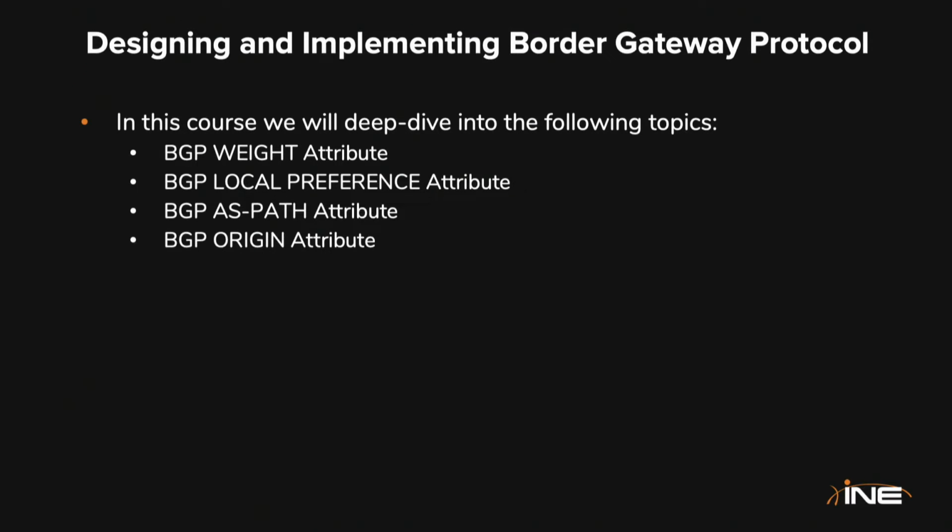The next video is going to be focused on BGP origin, which is a well-known mandatory attribute. Again, here we would configure origin and do path selection based on the origin code, and we would configure this on IOS XE routers and XR routers.